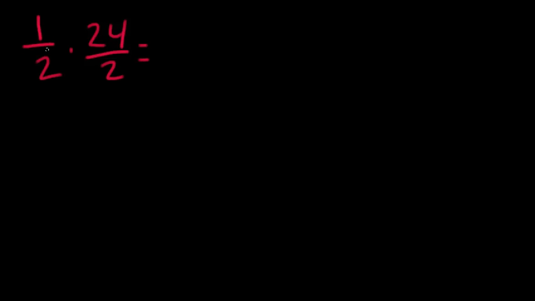Now, looking at this, 1 over 2, that's 1/2. And 24 over 2, it is a division problem, so 24 divided by 2 is actually 12. And then simplifying that down, we say, what is 1/2 of 12? 1/2 times 12, and the answer is 6.